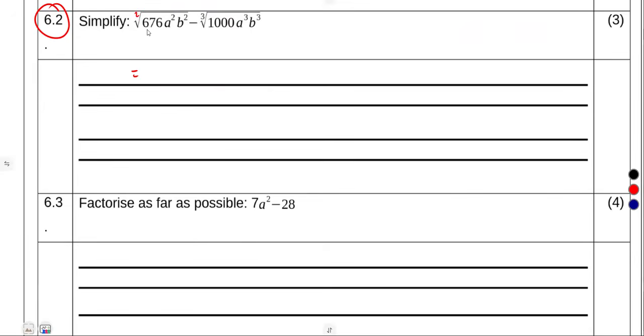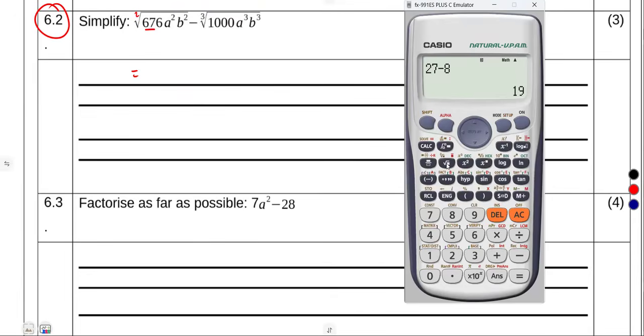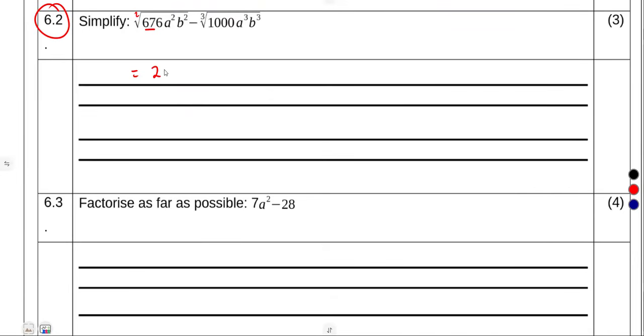All right, what is the square root of 676? We actually dealt with this one before. It is 26. So that's 26. The square root of a squared, remember the 2 and the 2 cancels. So that's a. The square root of b squared, the 2 and the 2 cancels. So that's b.